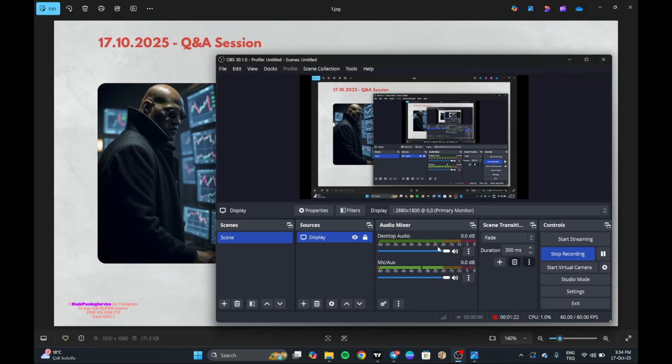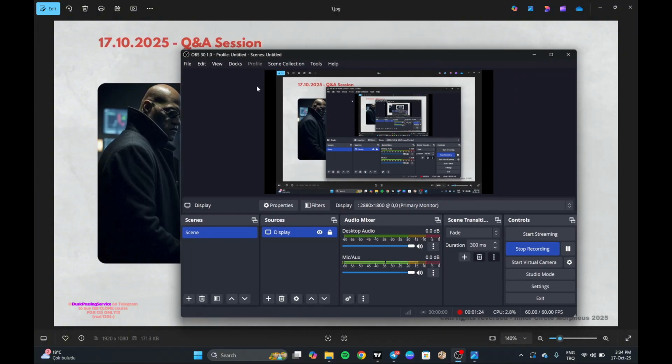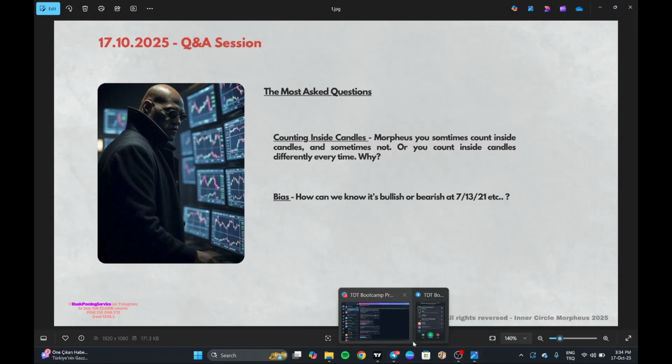But before that, I need to make sure the screen fits in terms of resolution. Yeah, that's great. Okay, we are recording. Voice is okay. Okay, great.